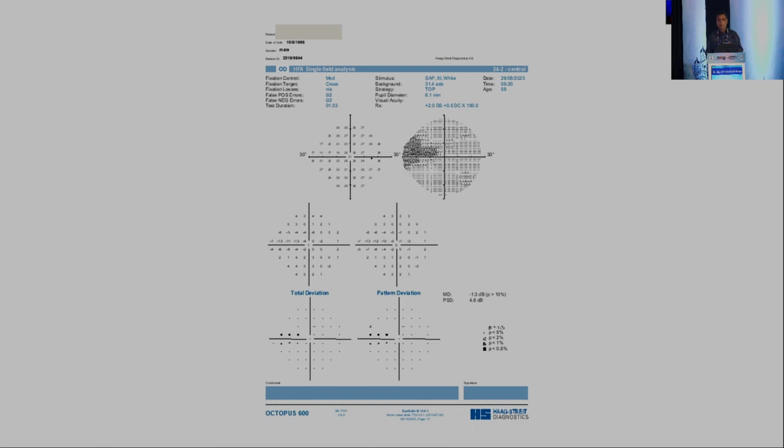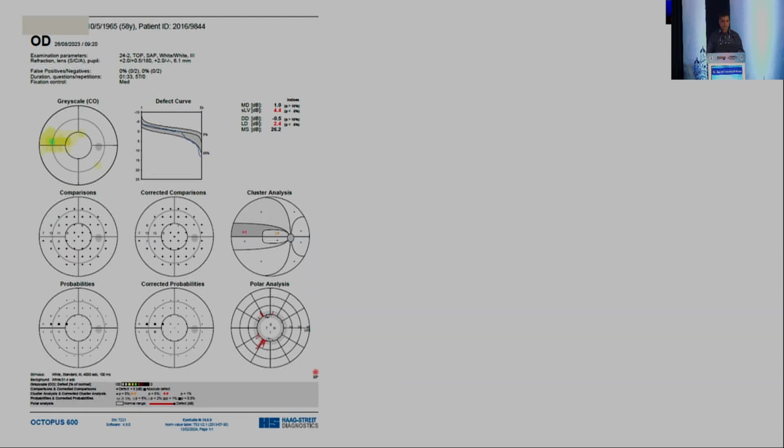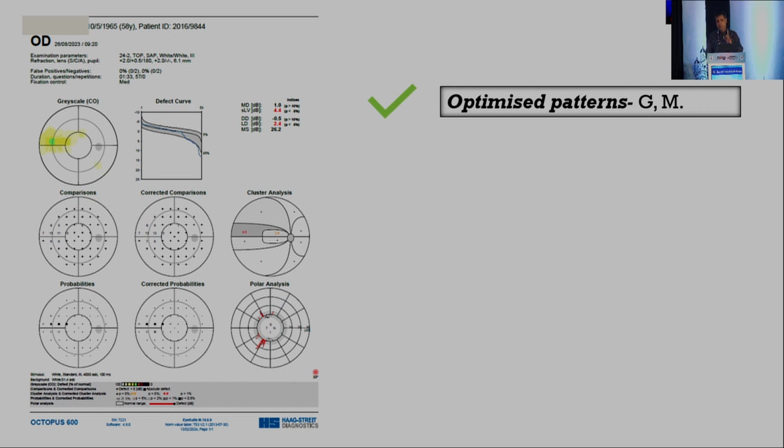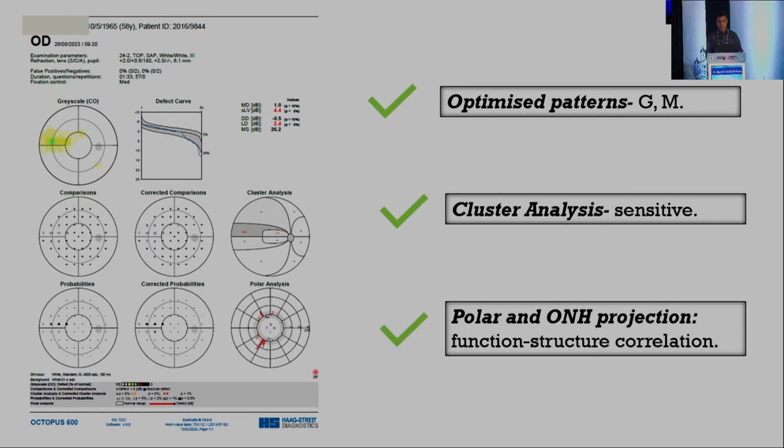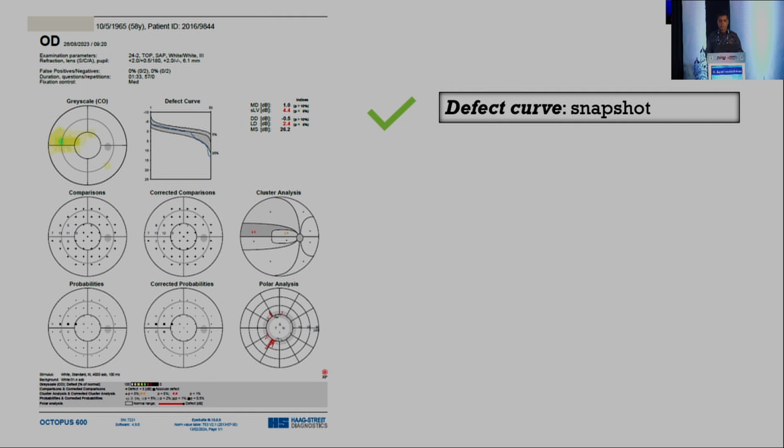So the terminologies will now be the same as the Humphrey, which is for easier understanding, but it will lack all the unique features of Octopus. It will not have the defect curve, the cluster analysis, the polar analysis, all the extra indices that you get. But if you look at a single field analysis, all I can think of are actually pros, because you have more optimized patterns like the G and M pattern. You have a cluster analysis, which is again very sensitive to detect early defects. The polar analysis and the ONH projection gives you function structure correlation.